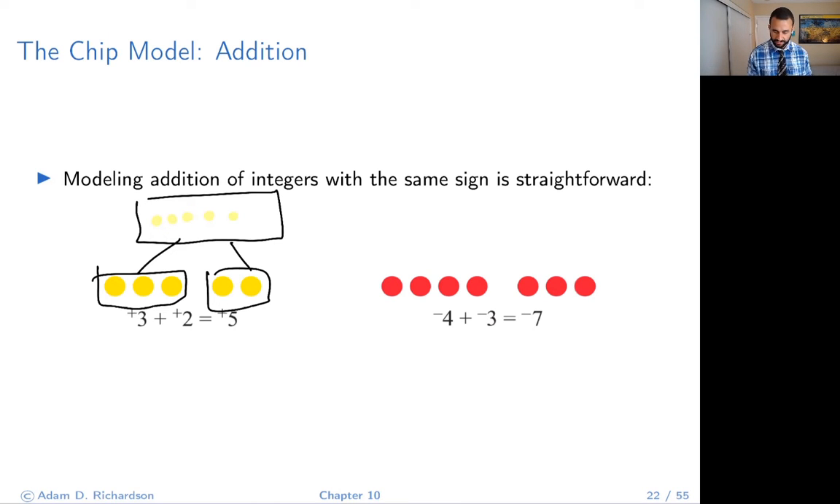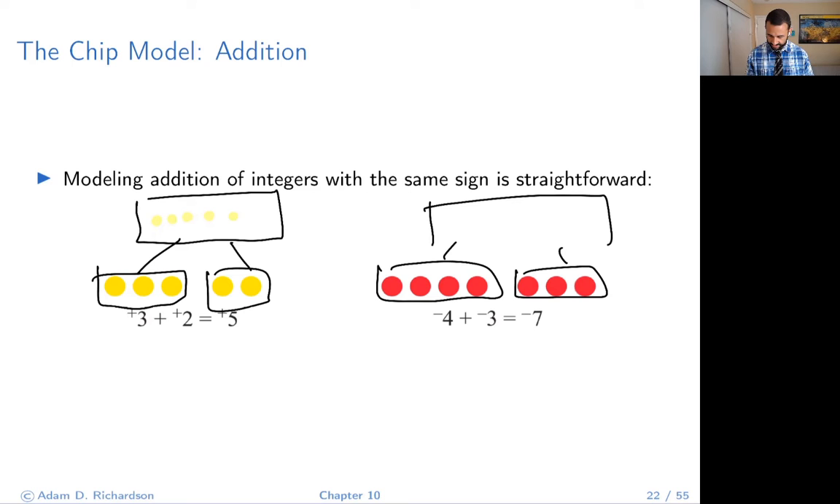You do the same thing if your numbers are negative. This is negative 4, and this is negative 3. So when you add those up, how many negatives do you have? You have 7 of those negative units. So that's negative 7. Let's go for red: 1, 2, 3, 4, 5, 6, 7. There you go. So that's how you would model it.